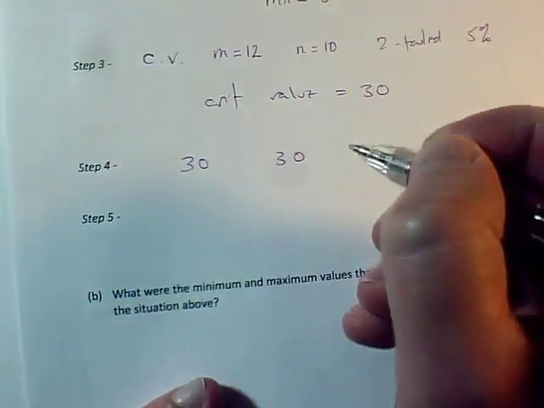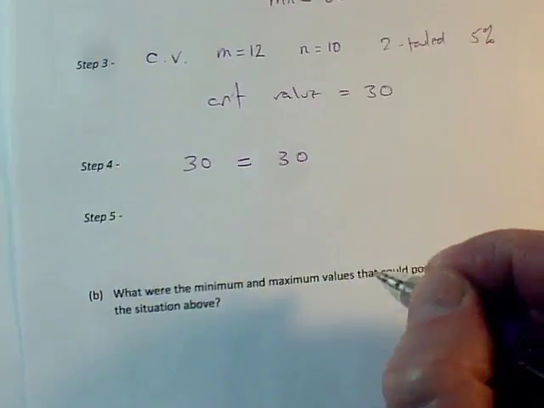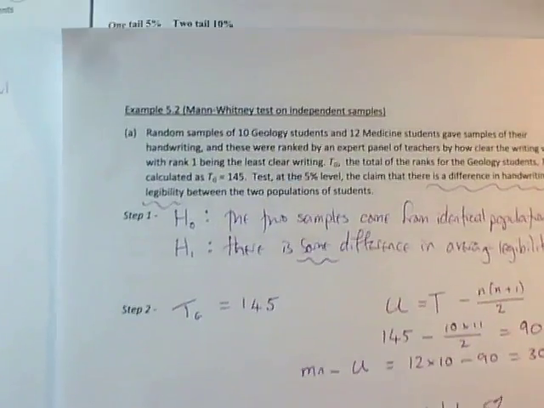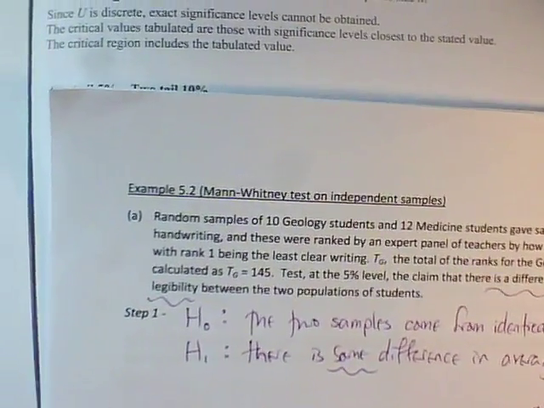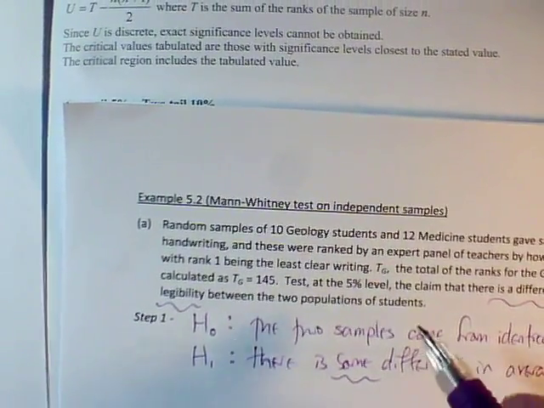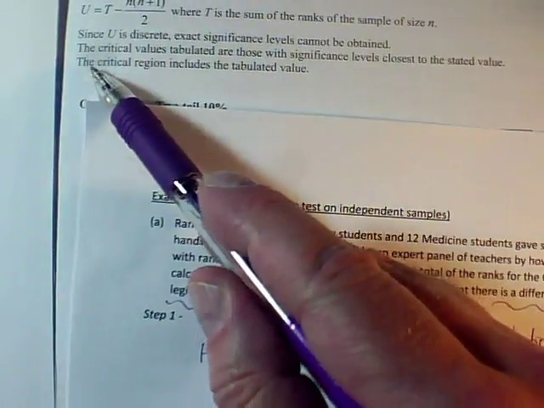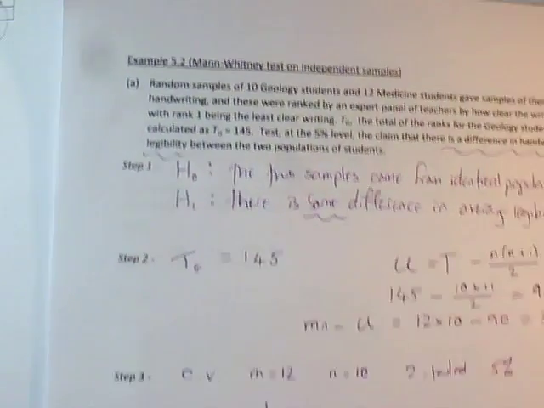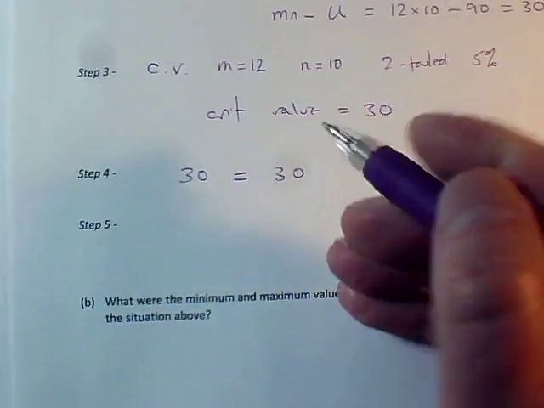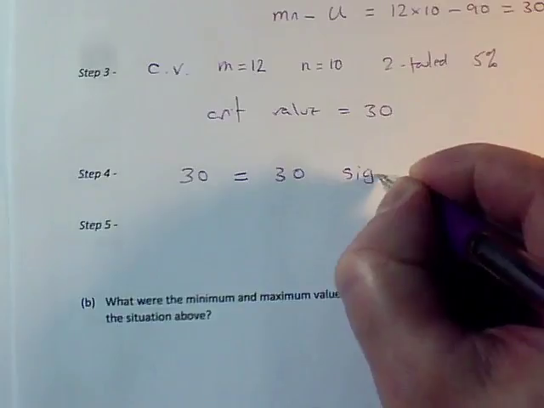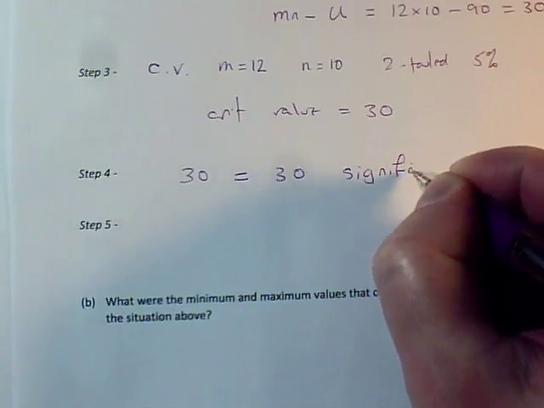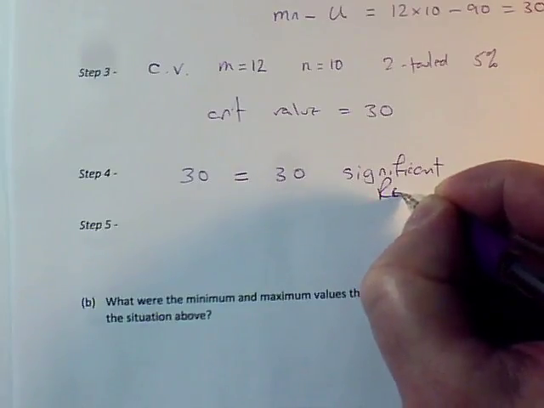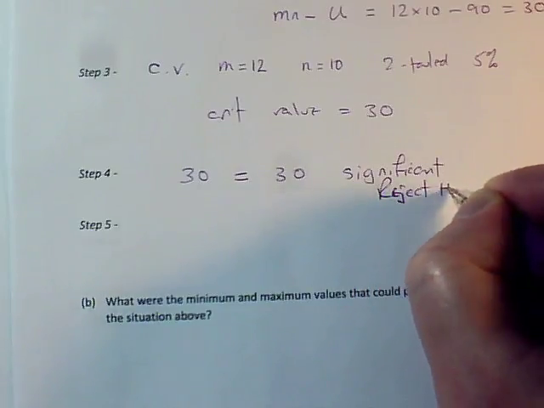So actually, in this particular case, they're equal. We have to remember that the table tells us the critical region includes the tabulated value, which means if we equal that value, then it is indeed significant. So this is significant, and therefore we're going to be rejecting H0. I should say it's significant at the 5% level.